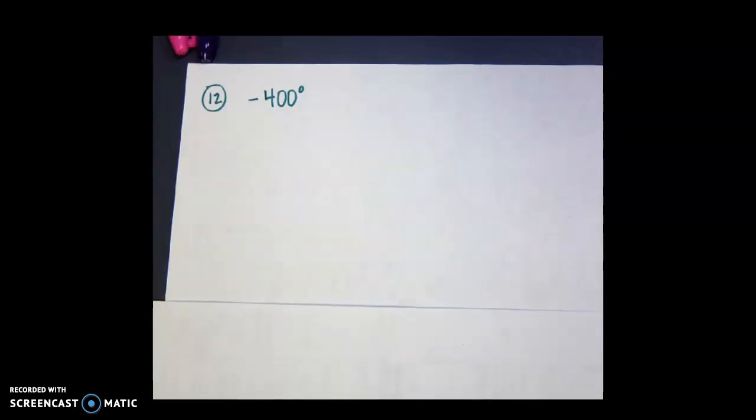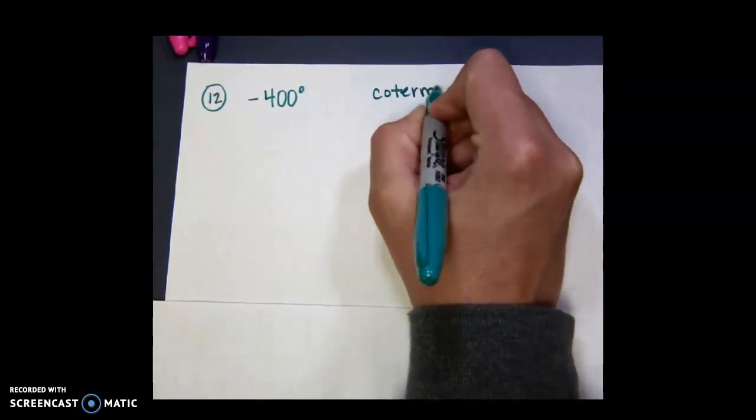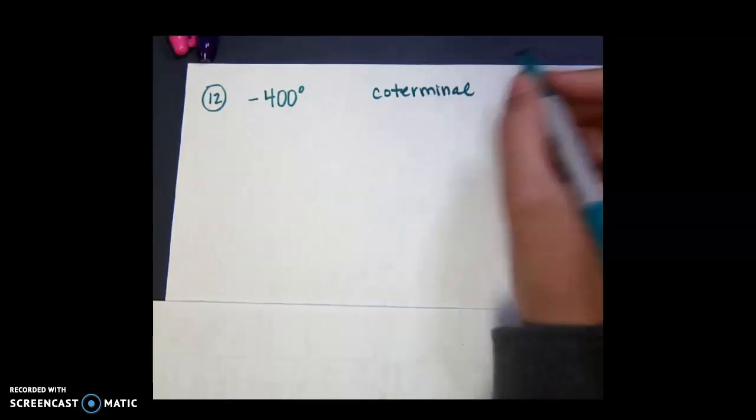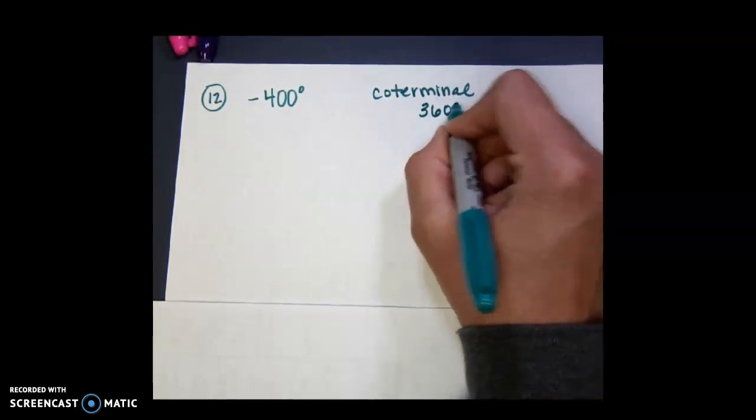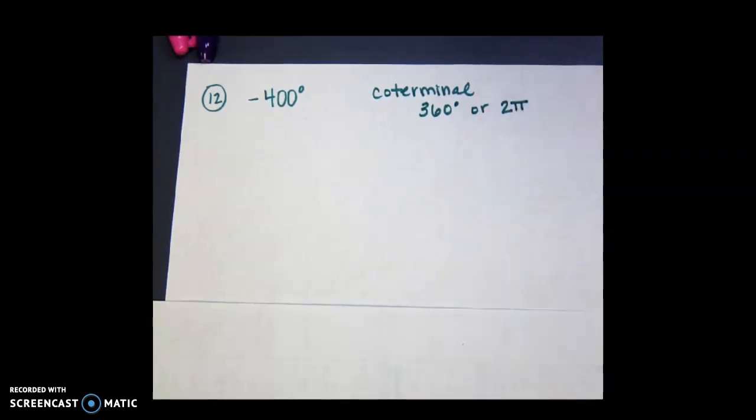Okay, so question number 12. Number 12 wants you to find a coterminal angle. So guys, coterminal angle just means that they are a circle apart. So they are either 360 degrees apart, or if it's in radians, they're 2 pi radians apart.